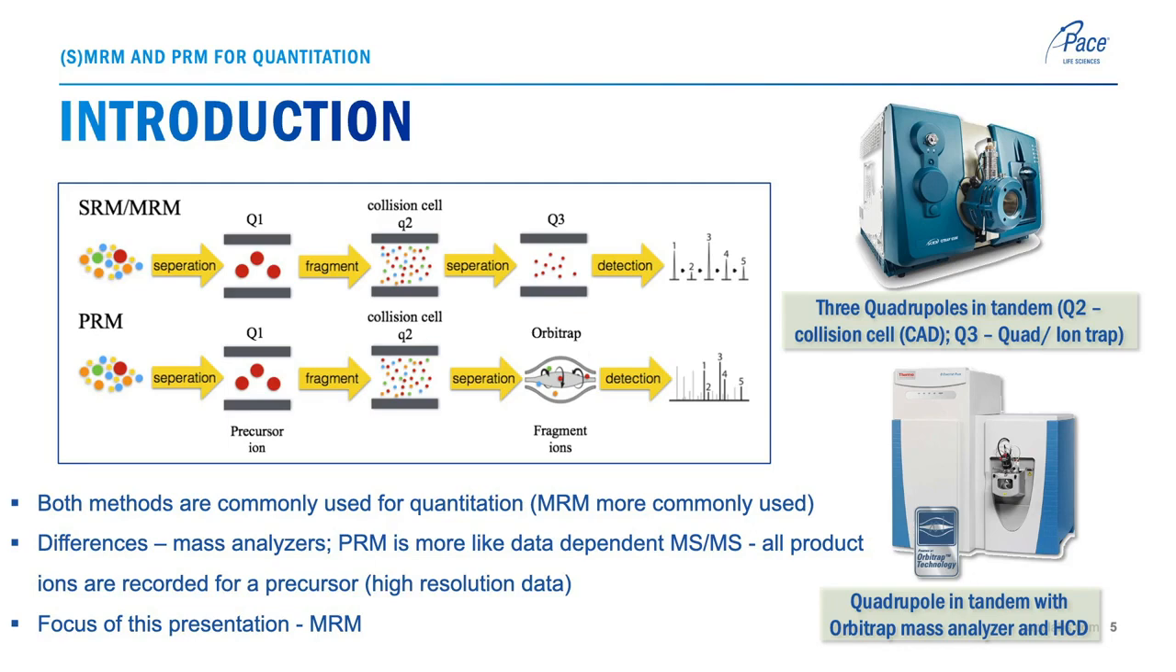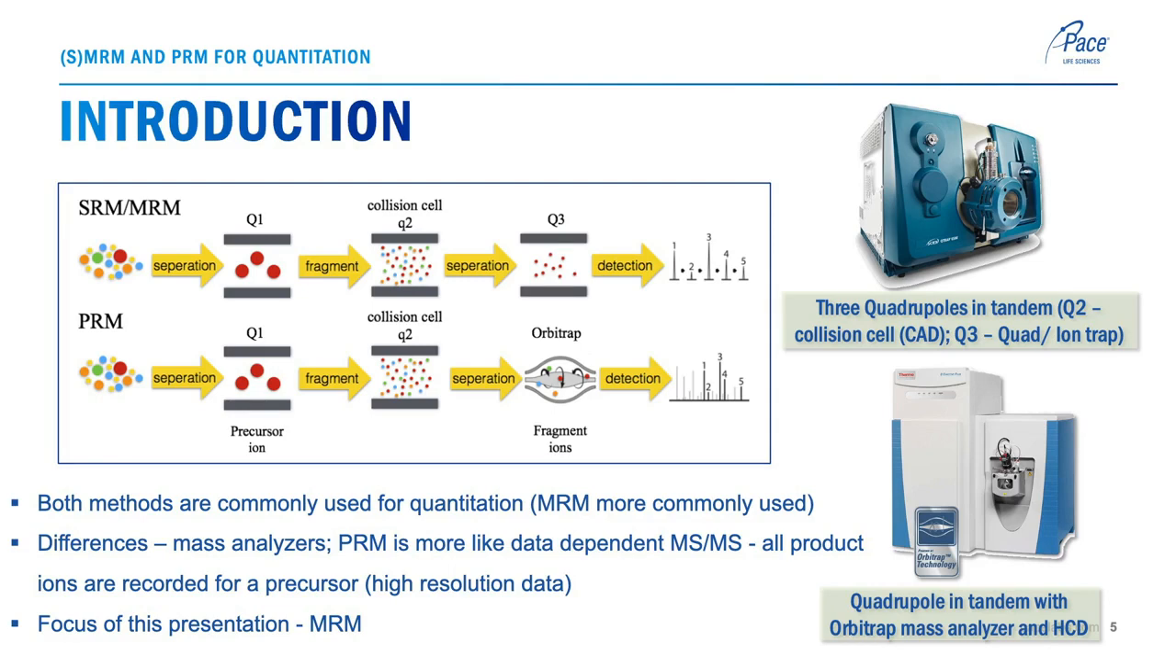The first quadrupole, as you can see from the figure on the left side, filters all ions with m/z values outside a narrow mass window of a precursor ion. The second quadrupole, or a collision cell, fragments the precursor with the help of an inert gas such as argon. And until this point, the mechanism between the PRM and MRM is quite similar. The third quadrupole on a triple quadrupole instrument focuses on specified product ion or ions and neutralizes all the other ions outside a certain mass window.